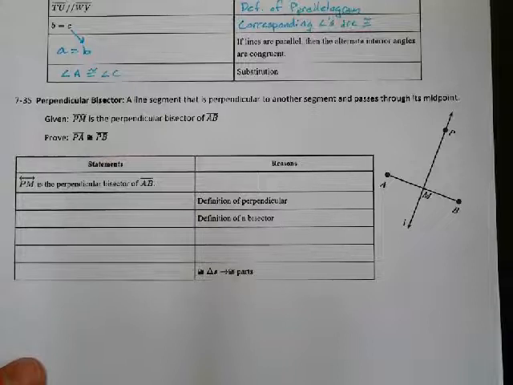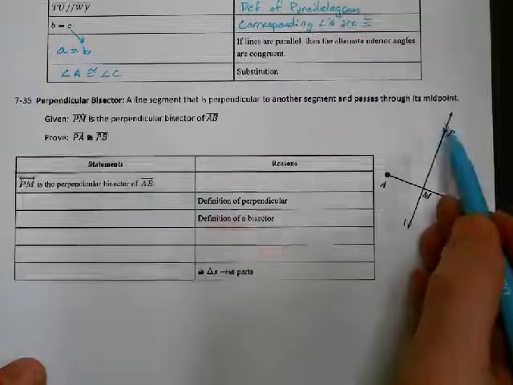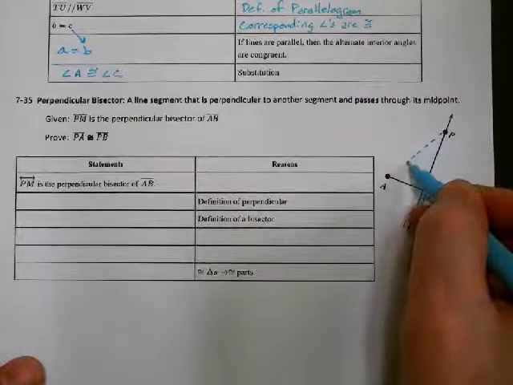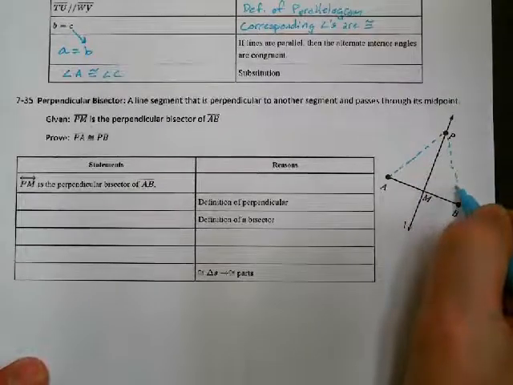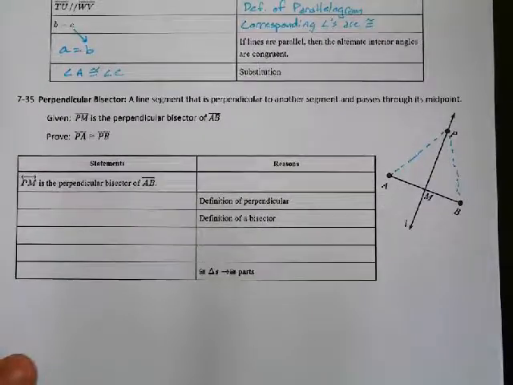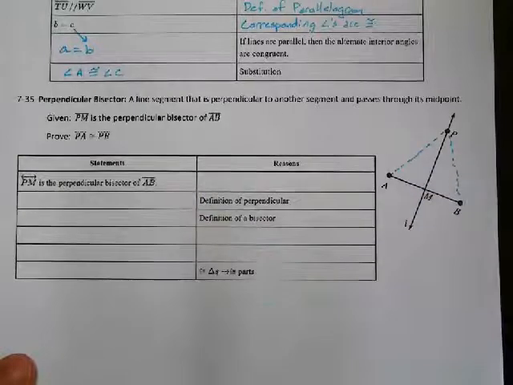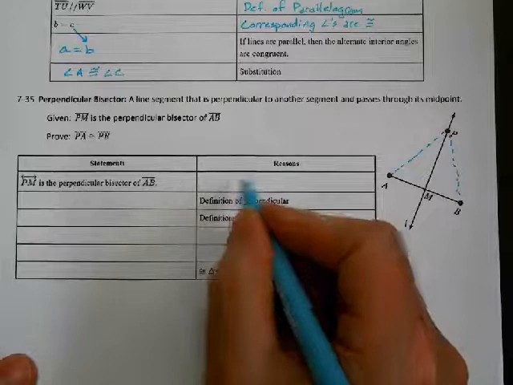All right, so for this one, we want to prove that PA is congruent to PB. This distance here, which doesn't have a line, so let's just go ahead and make a little line there, is congruent to PB. This is the perpendicular bisector theorem that we're trying to prove here. So we're trying to prove that those two segments are congruent. We always start off with what we're given. So this is our given.